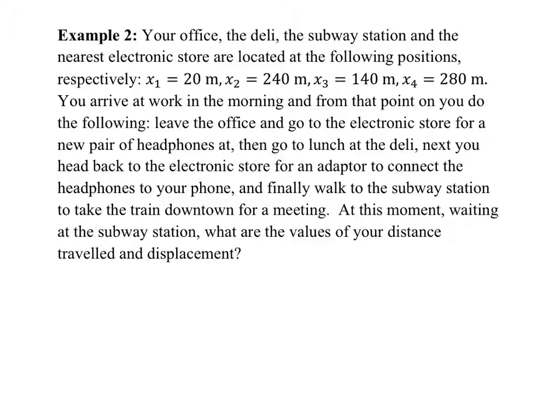Go ahead, Christina. Your office, the deli, the subway station, and the nearest electronics store are located at the following positions, respectively: X1 equals 20 meters, X2 equals 240 meters, X3 equals 140 meters, X4 equals 280 meters. You arrive at work in the morning, and from that point on, you do the following. Leave the office and go to the electronics store for a new pair of headphones. Then go to lunch at the deli. Next, you head back to the electronics store for an adapter to connect your headphones to your phone. And finally, walk to the subway station to take the train downtown for a meeting. At this moment, waiting at the subway station, what are the values of your distance traveled and displacement?